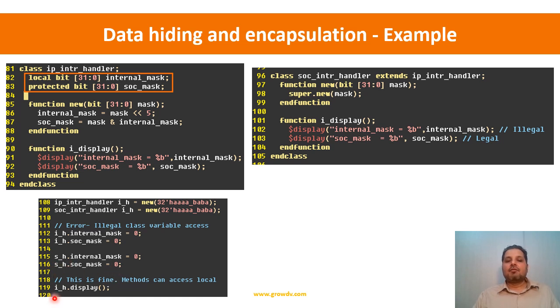It is illegal. But I can call a function that a base class provides, and that function can access both the local and protected members. But I cannot access them directly. So these are the ways in which you control the visibility into the object. This is the way anybody uses the object, correct? So when somebody uses the object like this, you control the visibility into those objects using the local and protected keywords. So I hope this concept is clear.